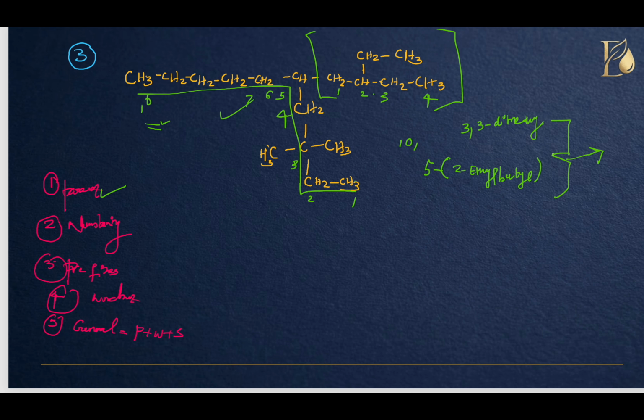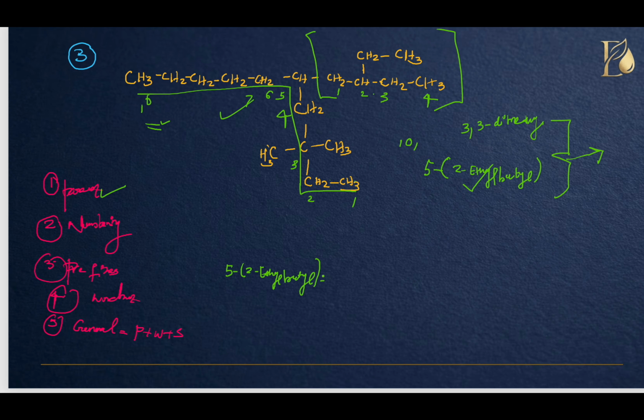Okay, from this, which one will we select to write first? So we have to choose one according to the alphabet. So this one, ethyl, will come first, right? So what will be the name then? 5-(2-ethylbutyl).